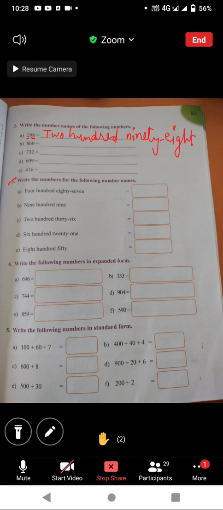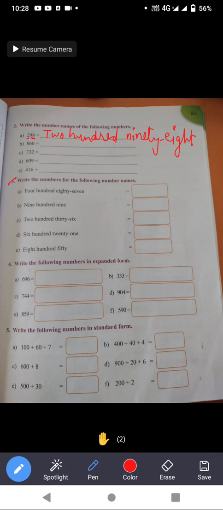Time is also not there, students. Next class will start at 10:30. So complete this question number 2 and share on WhatsApp. Mental math corner and question 1 and question 2 you have to share on WhatsApp only. Okay.